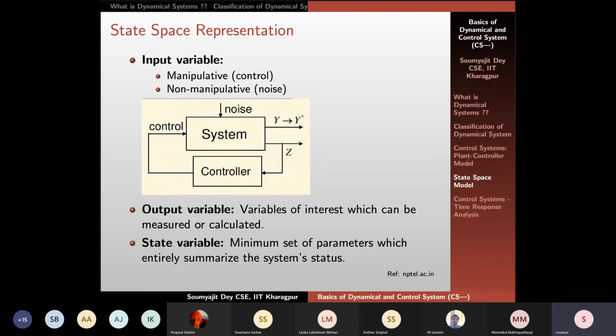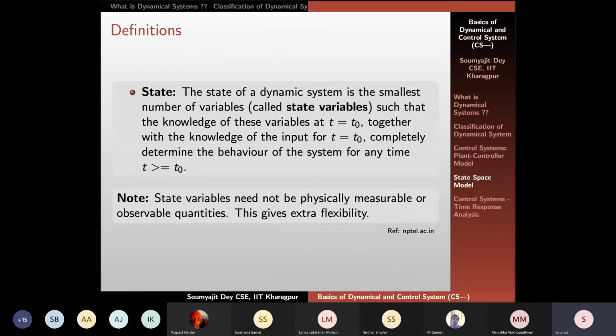We have already said what is an output variable and what is a state variable. Variables that can be measured, variables of interest, they are my y or output variable. The minimum set of variables which control the system's dynamics is the set of state variables, that's the x. And the input variable is the control input variable, that means the inputs which control the actuator, which drive the system's evolution for the state variables. That is my control input variable.